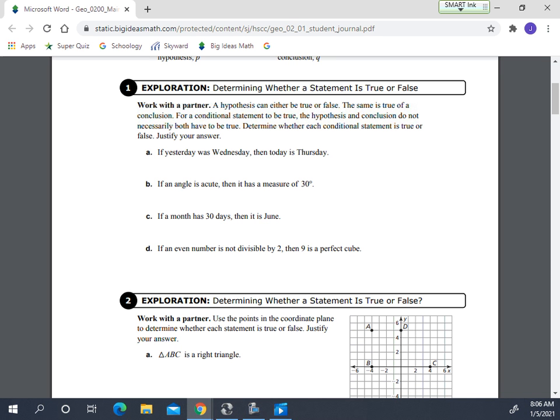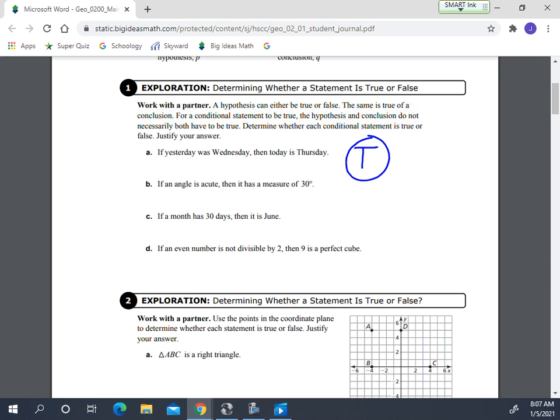Just below, we want to determine whether each conditional statement is true or false, and then justify our answer. So let's go to letter A here. If yesterday was Wednesday, then today is Thursday. Is that true or false? That has to be true, right? Thursday follows Wednesday every day of the week since the beginning of time. So if yesterday was Wednesday, then today is Thursday. That has to be true.